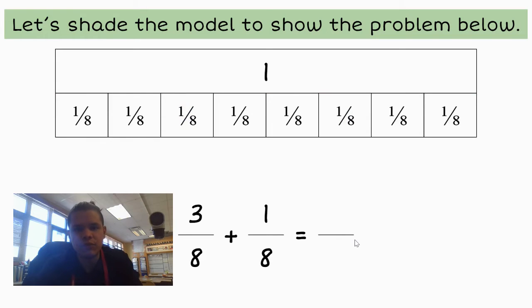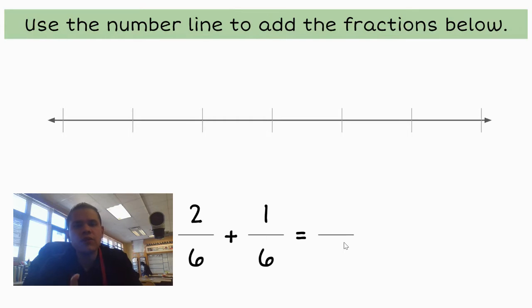Let's take a look at another example, okay? So let's shade 3/8 and shade 1/8. 3/8 plus 1/8, as you can see, 1, 2, 3, 4 out of 8. Again, you're just adding the numerator. 3 plus 1 is 4. Keep your denominator the same. Be careful. Don't add your denominators if it's a common denominator. And we have 4/8.